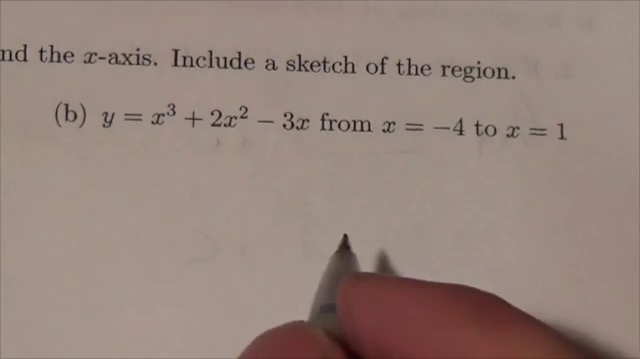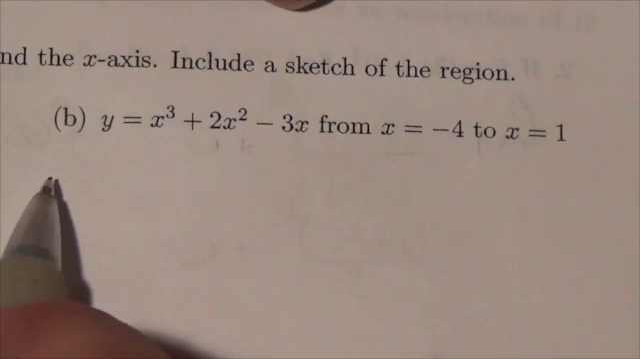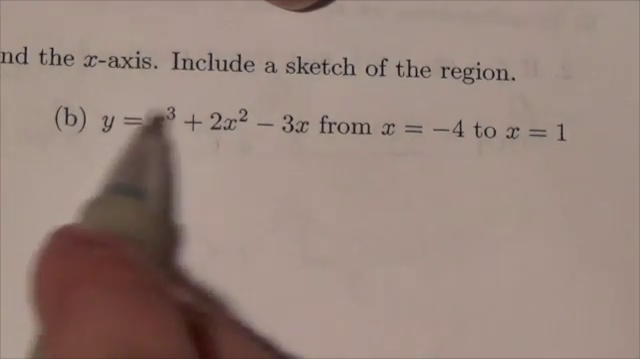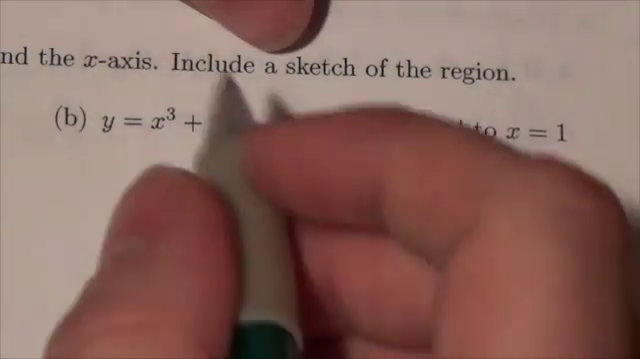All right, hi everybody. This is the Math 31 Integration Review. This is question 5b. We're going to figure out the area between this curve and the x-axis from -4 to 1, but we really do need to get a sense of what this looks like.